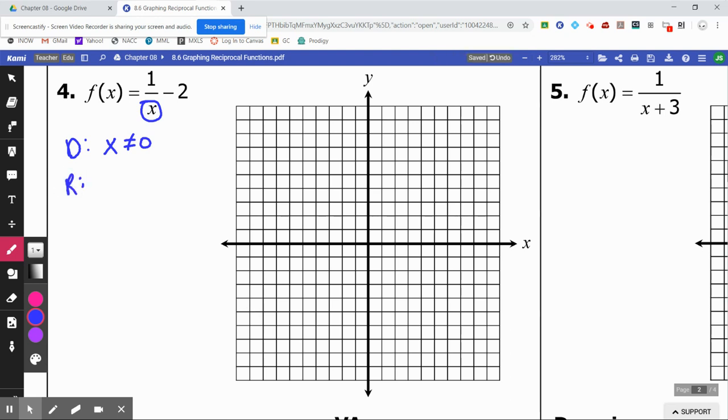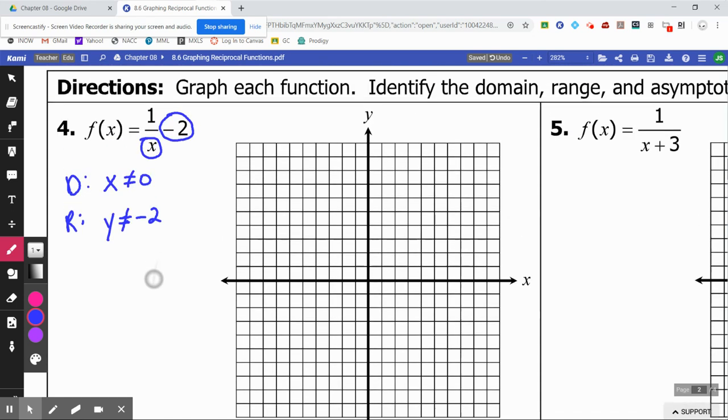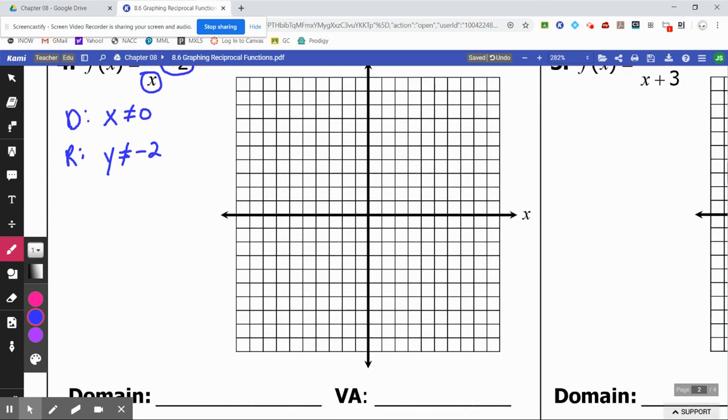Your range restriction, again, this tells you where your horizontal asymptote is in this function. So your y value will never be negative 2. So that's your range restriction. And again, those are the two asymptote lines. So therefore, it does ask for asymptotes. You will have a vertical asymptote at x equals 0, and you're going to have a horizontal asymptote at y equals negative 2.